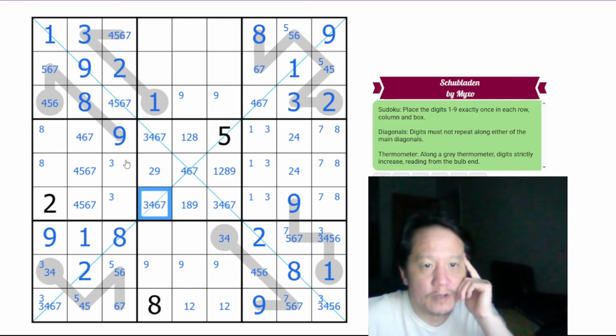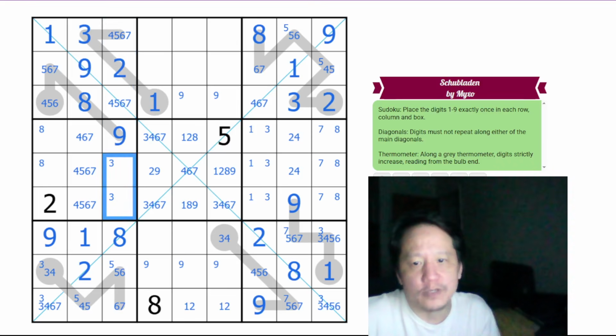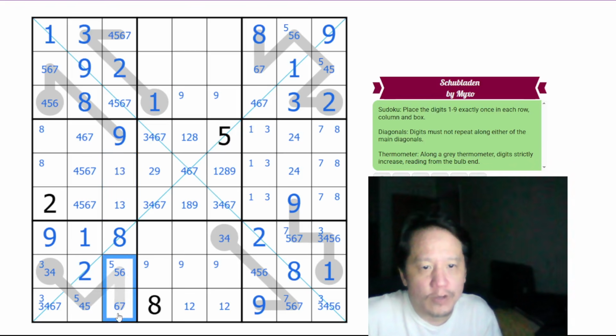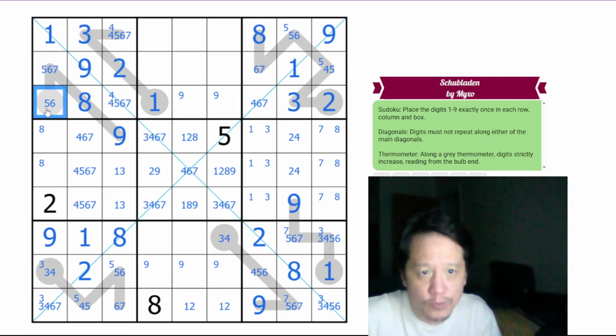Where is 1? In column 3. It has to be here. So this is 1, 3 as a pair. Where is 4 then? In column 3. It must be one of these 2 digits, which means this can't be 4, so this can't be 5 because it has to be greater than it.